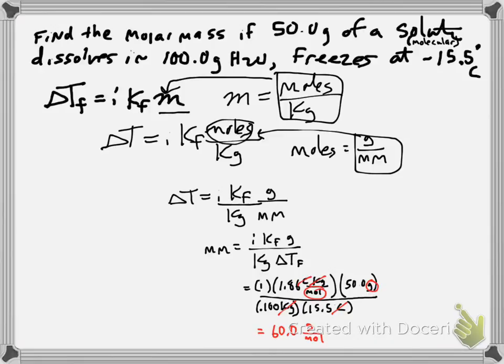So this is how you find the molar mass if you're given a freezing point or a boiling point. Now remember, if it's a boiling point problem, your constant is going to be different, so you have to pay attention to that.